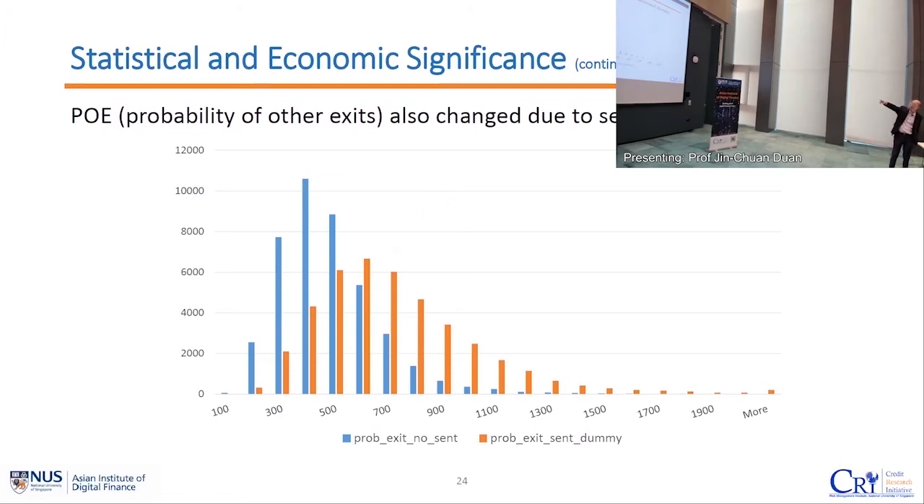Okay, you can see that the vertical axis is a frequency count. This is the POE on the horizontal axis. POE is a basis point, right? Correct. POE is a basis point. We tend to write it in basis points.